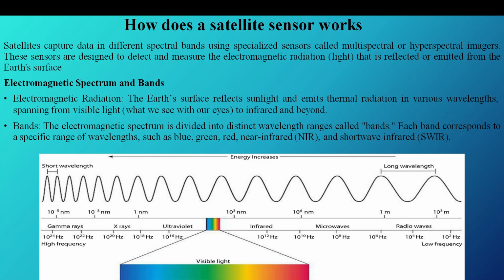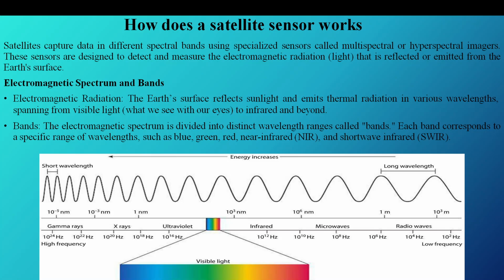Satellites are equipped with advanced imaging sensors, specifically multispectral or hyperspectral sensors. These sensors are designed to detect and measure electromagnetic radiation, that is light, that is either reflected or emitted from the Earth's surface. The data is then used to analyze various aspects of the Earth's environment, such as land cover, vegetation health, and temperature variation.